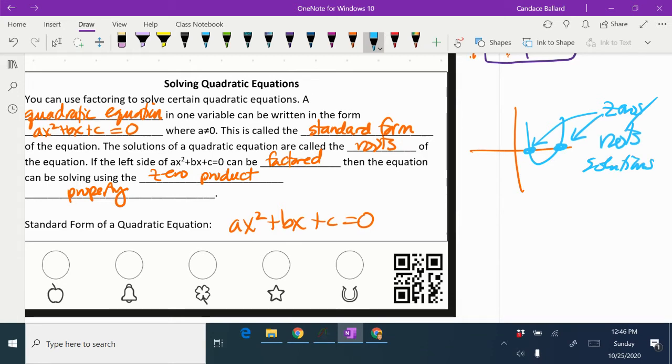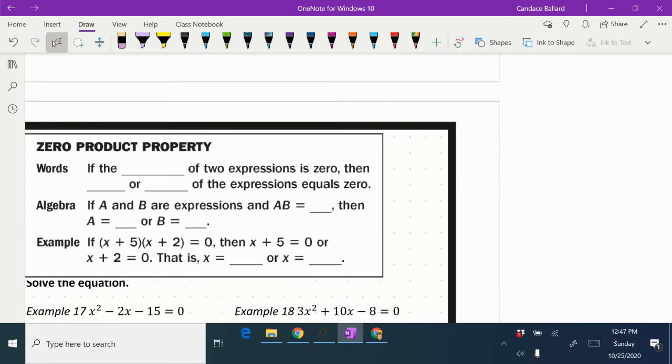So the reason it's called the zero product property is it ends up being the product where the y value is equal to 0. All right, so in words, if the product of two expressions is 0, then one or both of the expressions equals 0. If we did this in algebraic look, if a and b are expressions and a times b equals 0, then either a equals 0 or b equals 0. If we did this algebraically, so basically this is already the factored form, then it means that either x plus 5 equals 0 or x plus 2 equals 0. And if we went to solve that and subtracted the 5, we would get -5. Or if we subtracted the 2, we would get -2, would be our solutions.